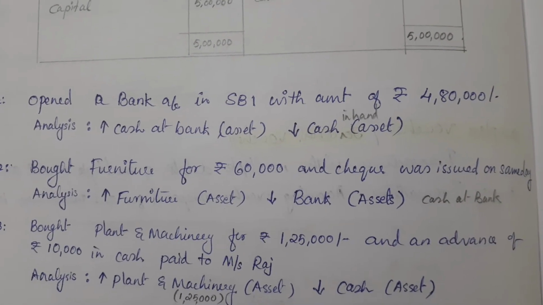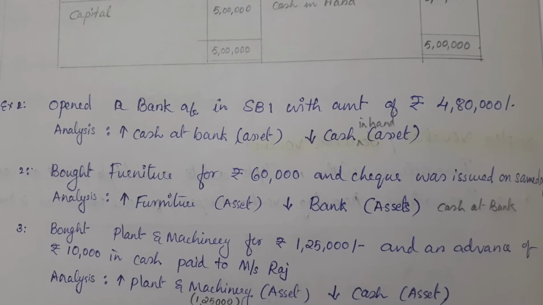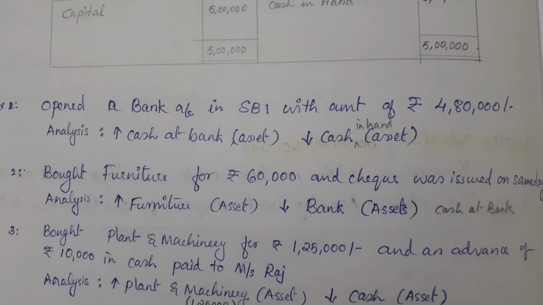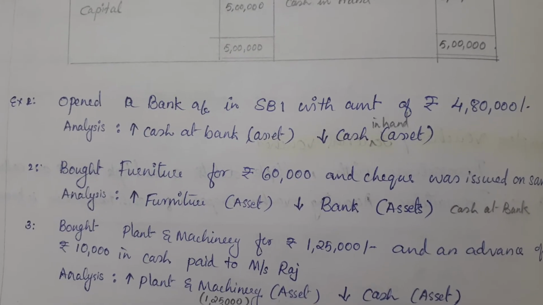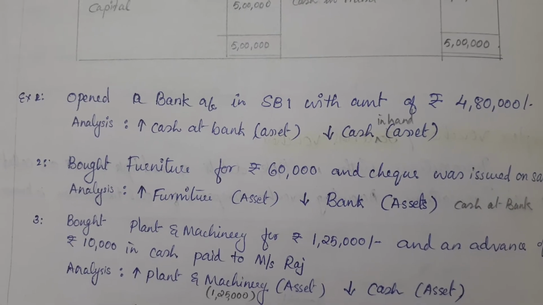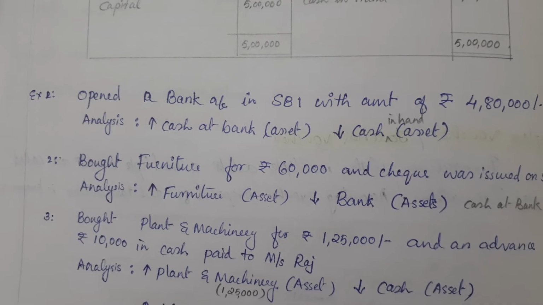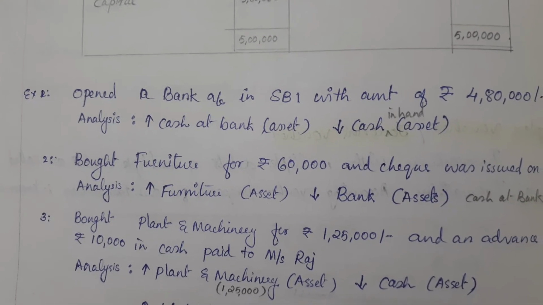Second one: bought furniture for rupees 60,000 and a check was issued on the same day. That means you bought furniture but you didn't pay cash, you paid by check. So your asset is increasing. Your asset is furniture, and the amount in the bank is decreasing. There is a decrease in bank, that is a decrease in asset, because you paid by check.